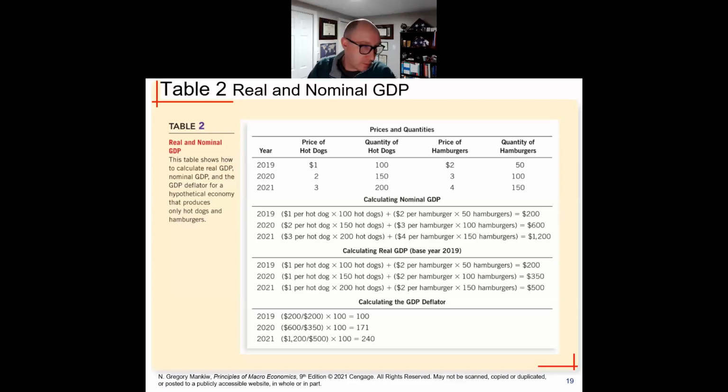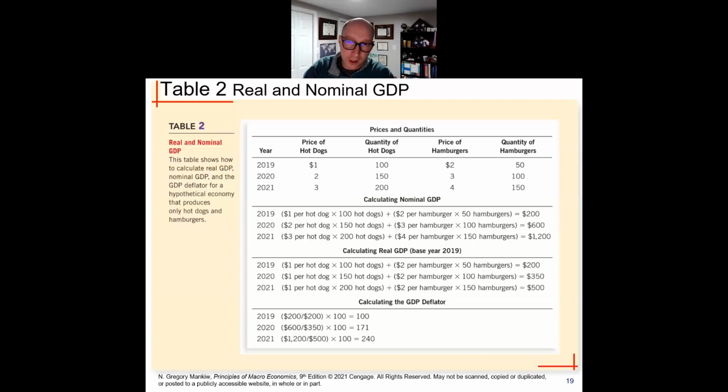I take the base price times the quantity. Base price times the quantity for each year, for each product. The base is the oldest price. So to calculate real gross domestic product, I take the oldest price times the quantity from that respective year. So for example, in 2019, it's going to be the same as it was in the nominal GDP. Price times quantity. So $200 for 2019.